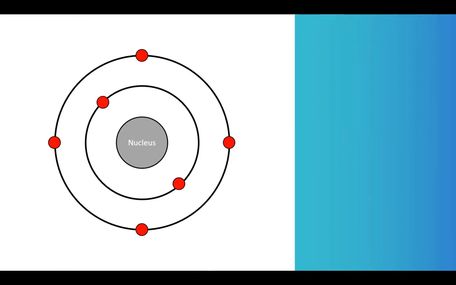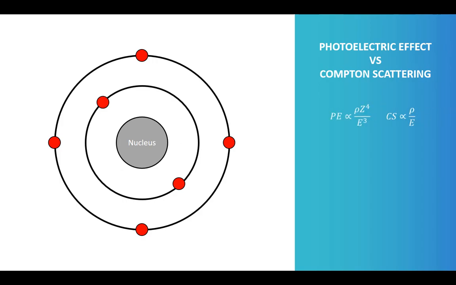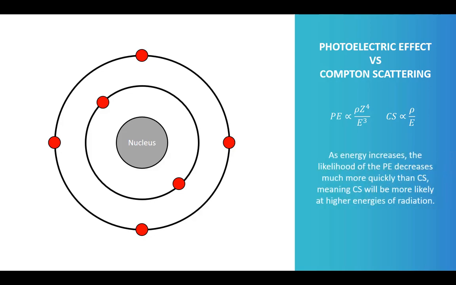When we compare the probabilities of these two interactions, the relationship between the two becomes clear. As energy increases, the likelihood of the photoelectric effect decreases much more quickly than Compton scattering, meaning that Compton scattering becomes much more likely at higher energies of radiation.